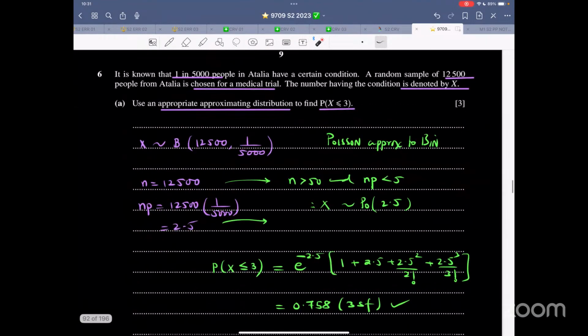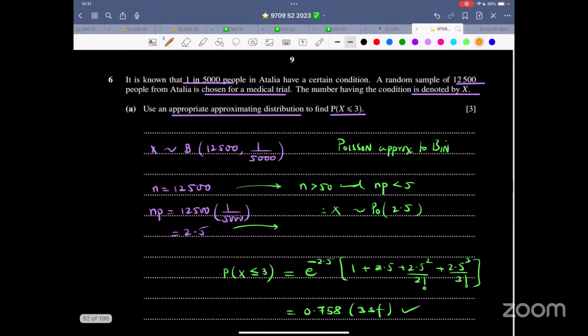Let's also focus on this question 6 part A. It says it is known that 1 in 5,000 people in Italia have a certain condition. A random sample of this many people from Italia is chosen for a medical trial. The number having this condition is denoted by X. Use an approximating distribution.